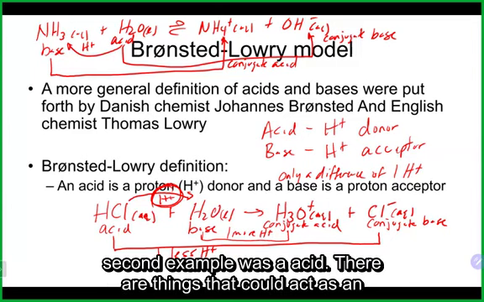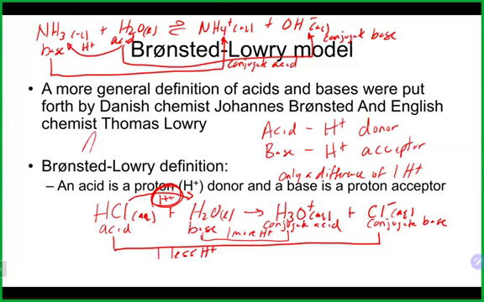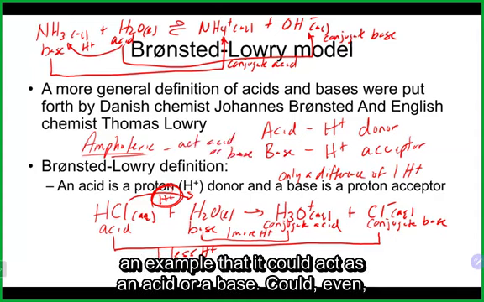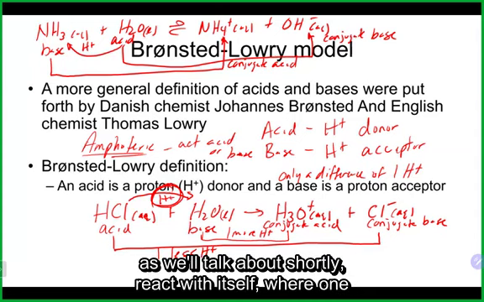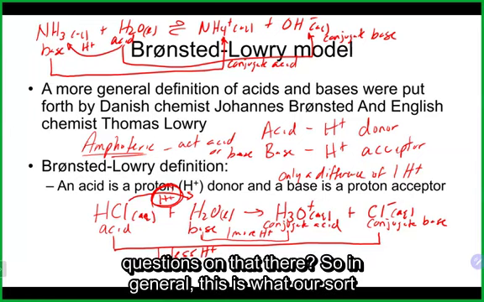There are things that can act as an acid or a base. Those are what are referred to as being amphoteric substances. They can act as an acid or a base, and water is an example of that. It could even, as we'll talk about shortly, react with itself, where one reacts as an acid and one acts as a base, basically. Any questions on that there?